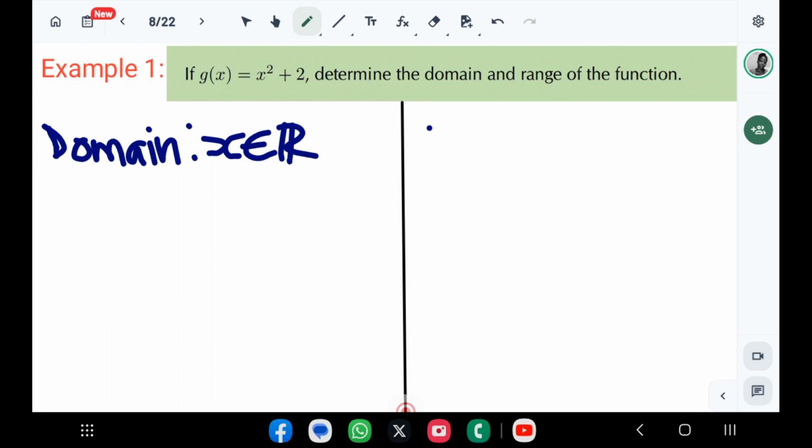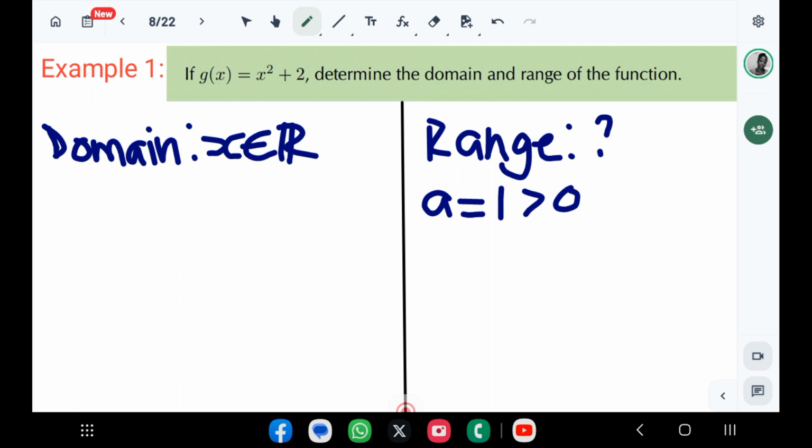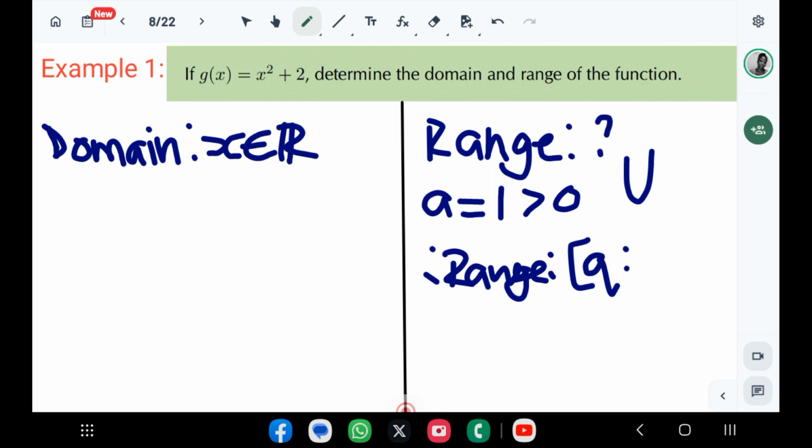That's the domain. And the range depends on what your A looks like. What is our A? Our A equals 1, which is greater than 0. So you have your arms looking up, meaning that you have a local minimum turning point. So therefore, your range is from q to positive infinity. That's your range, or you can just say y is greater than or equal to q. That's another way of writing the range.